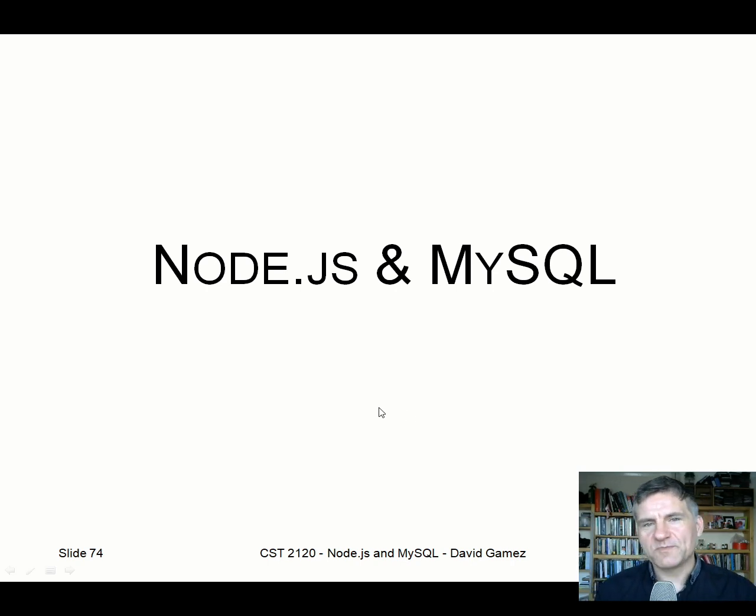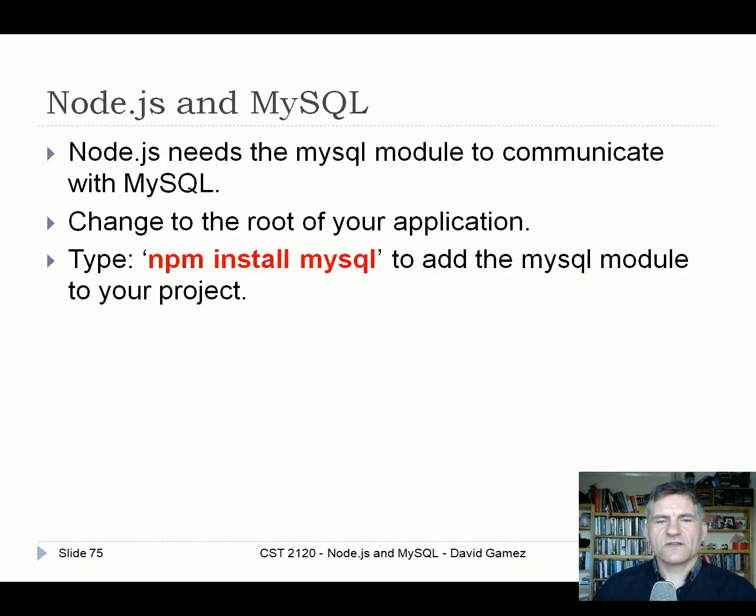This is the SQL part of the coursework, if you like. But the next stage then is how can we actually run those SQL queries, not using Heidi, but using Node.js, and that's what I'm going to cover now. So the first thing we need to do if we want to work with MySQL using Node.js is install the MySQL module. We change to the root of the application, type npm install mysql, and that'll install the MySQL module to your project.